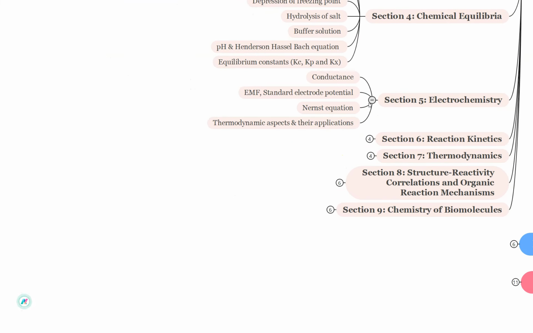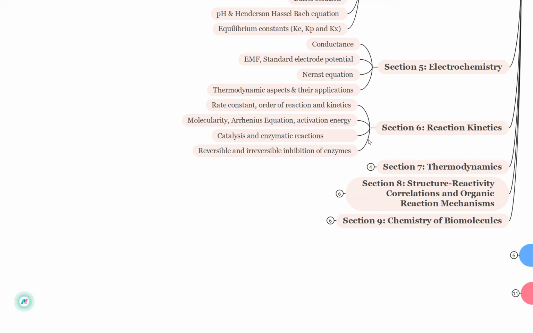From electrochemistry, important topics are conductance, EMF, standard electrode potential, the Nernst equation and thermodynamic aspects along with their applications. Section 6 deals with reaction kinetics: rate constant, order of reaction and kinetics, molecularity, Arrhenius equation, activation energy, catalysis and enzymatic reactions, and reversible and irreversible inhibition of enzymes are important.